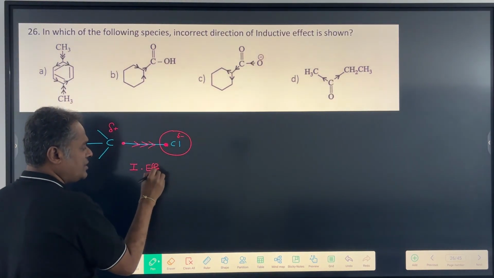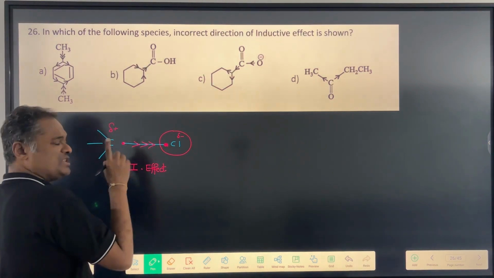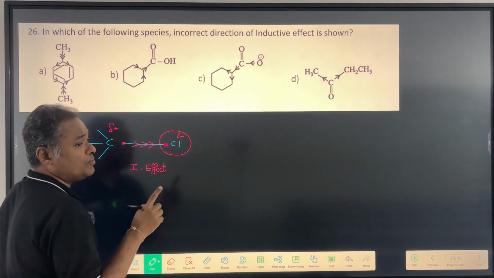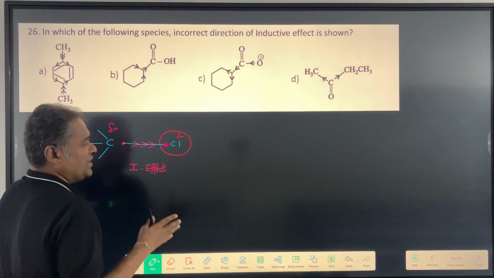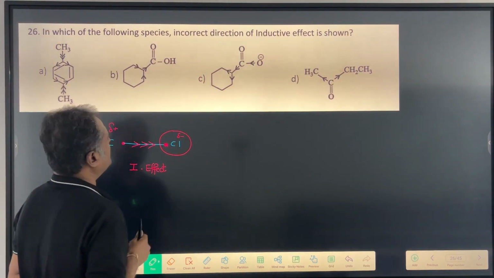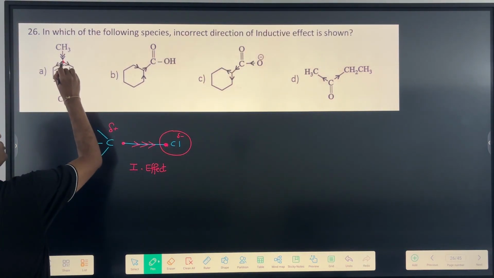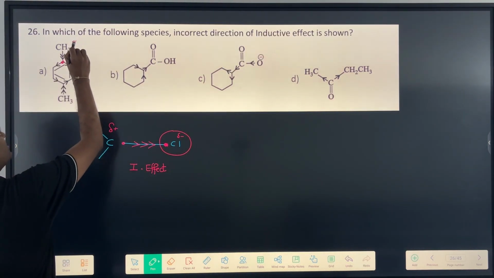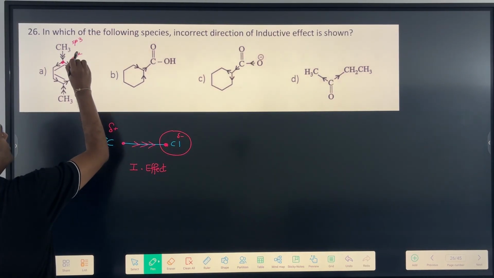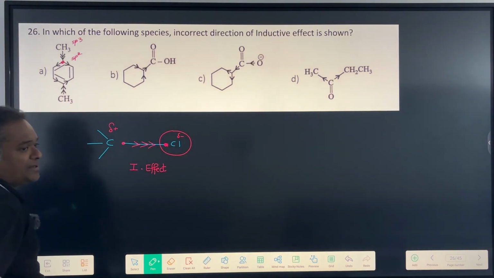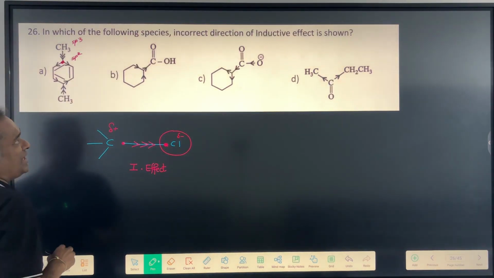Is the term clear? Sure. And it is observed along the sigma bond. Next important point is that the direction of the arrow is always from the less electronegative atom to the more electronegative atom. Now in this case, child, the direction of the arrow shown is proper because this carbon atom is sp3 and the benzene carbon is sp2, and we know that sp2 carbon is more electronegative. So here your representation is correct.